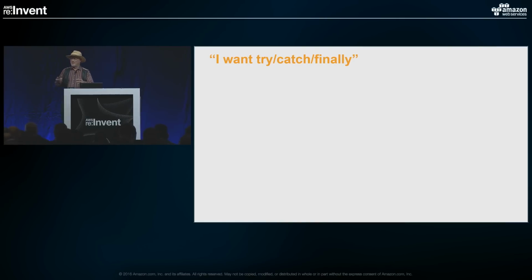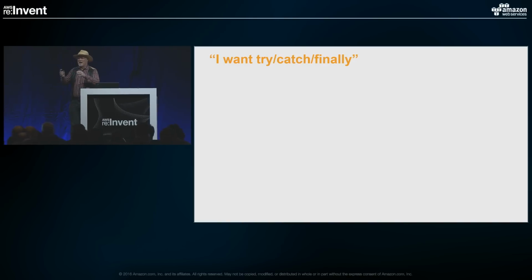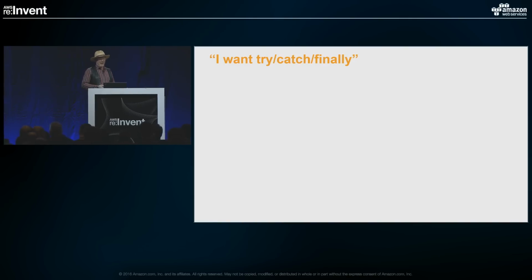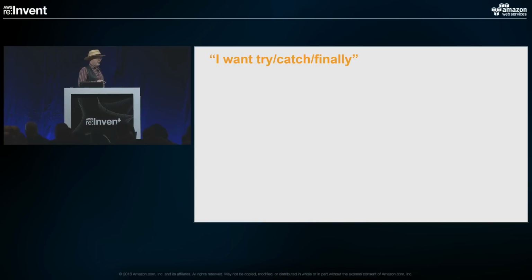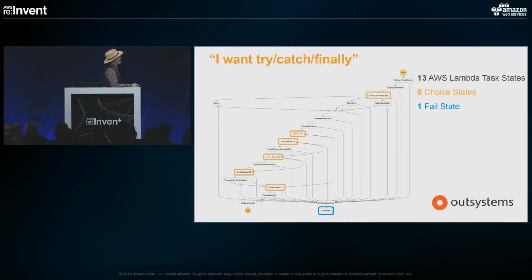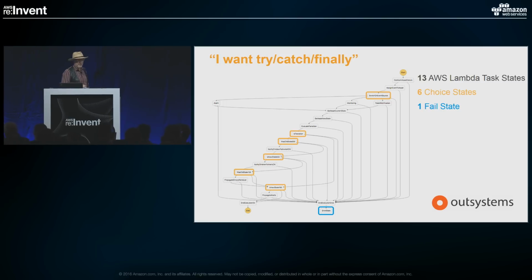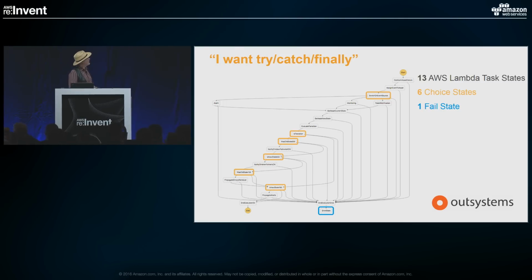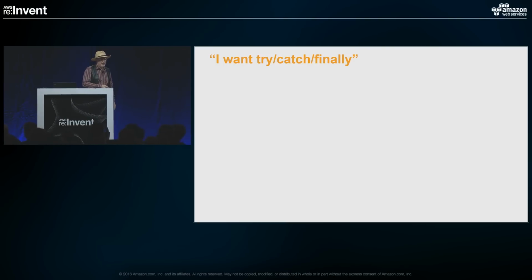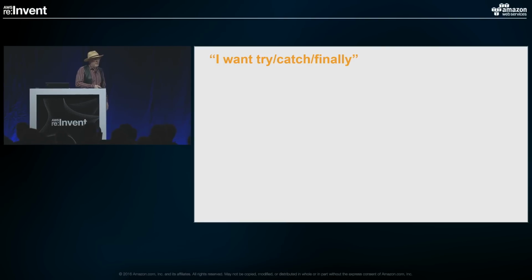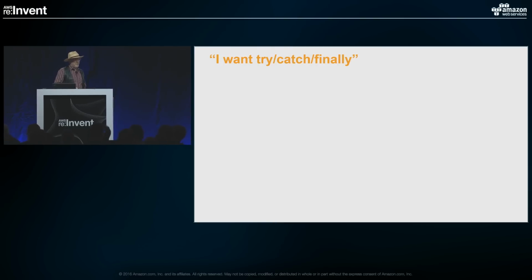You need to say, try doing this. If it blows up, well, go do that instead. And no matter what happens, at the end of the day, do this. And of course, you could do that in your Lambda function. In this particular case, the customer who's doing this is, pardon me, I missed a slide there. OK, there are slides being skipped over, but it's not that important.